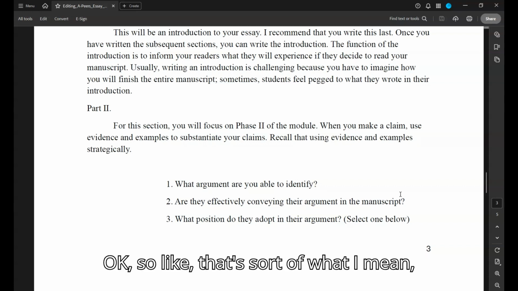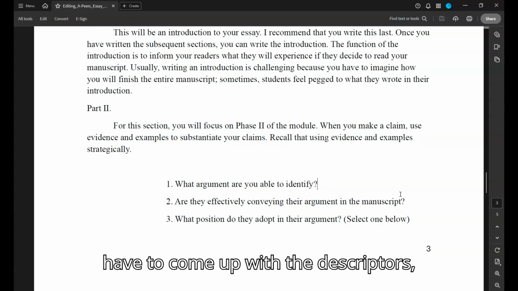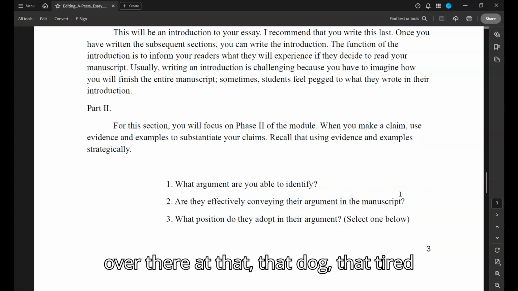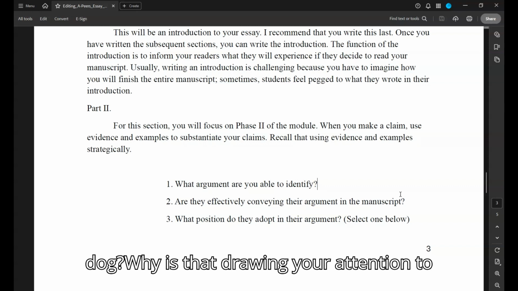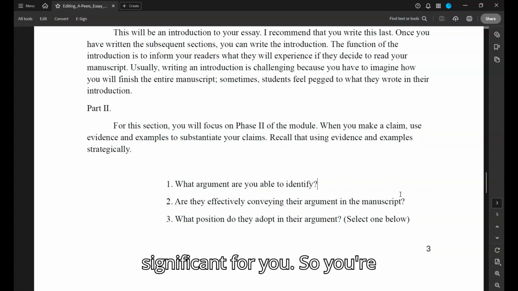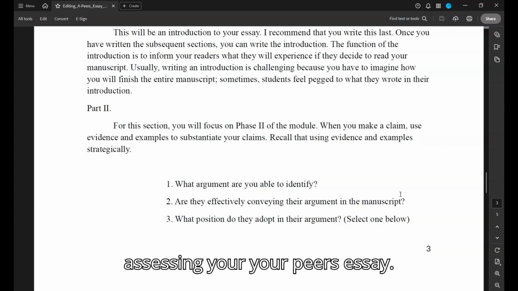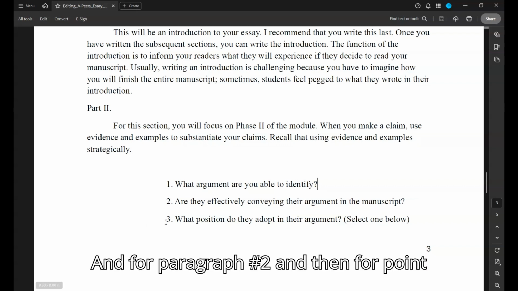That's what I mean, because you, as the editor, have to come up with the descriptors but also the evidence to support your claim. If you just say, "Hey, look over there at that dog, that tired wet dog," well, what about that tired wet dog? Why is that drawing your attention? Then you have to explain and make an argument why you think that's significant. You're doing the same thing here with assessing your peers' essay. So that's point number two.